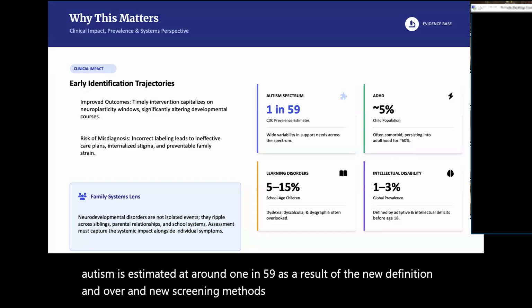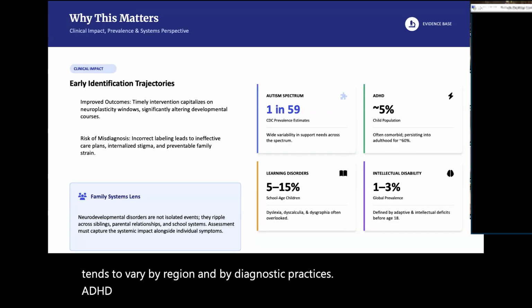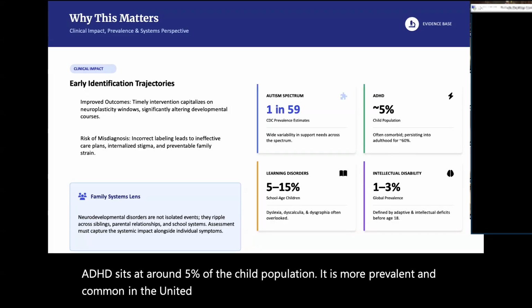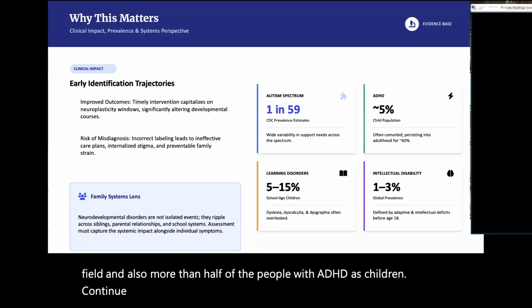But what that tells you is this also tends to vary by region and by diagnostic practices. ADHD sits at around 5% of the child population. It is more prevalent and common in the United States than Europe, which brings a critique to the field. And also, more than half of the people with ADHD as children continue into adulthood. So what that means is not 100% do.